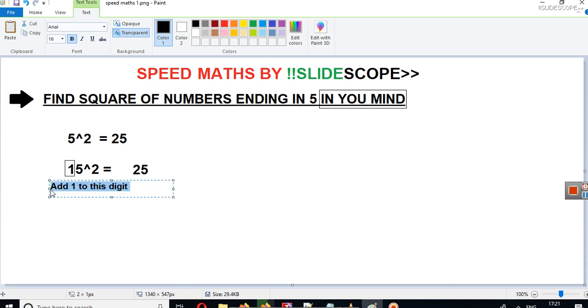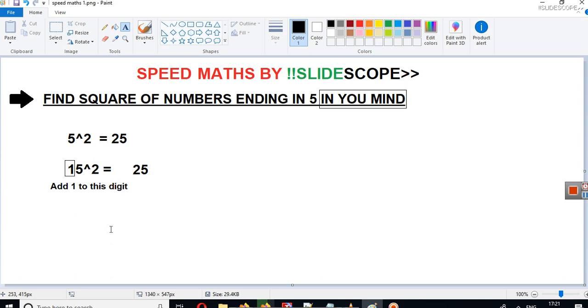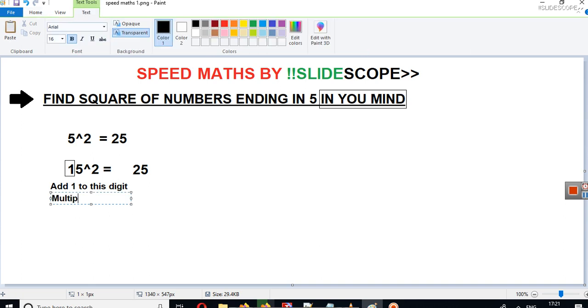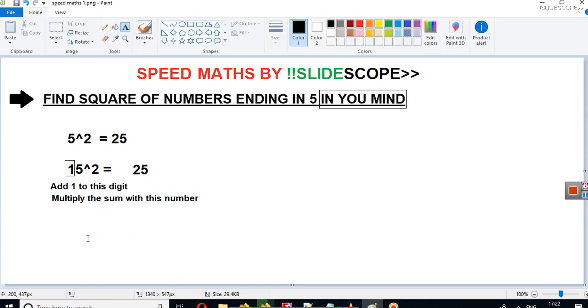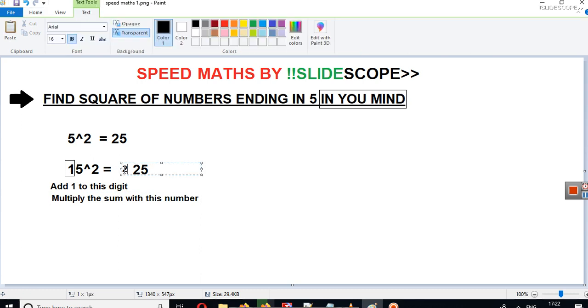When you add 1 to this digit, what is that digit? 2. And then multiply the sum with this number. So when you add 1 to this digit, your sum is 2. And what is 2 into 1? 2 into 1 is 2. So just write it here. Your number will become 225. So 225 is your square of 15.